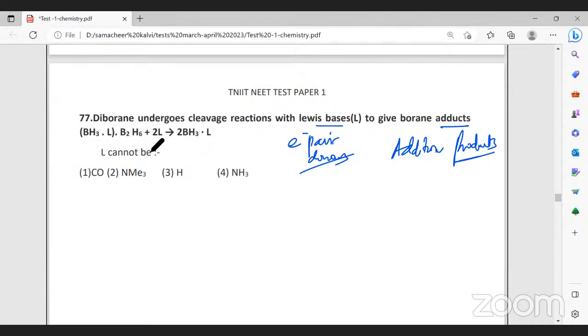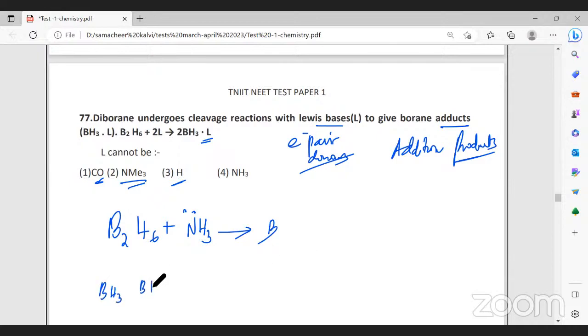Diborane has the formula B2H6. Now, if we take the Lewis base, hydrogen is not a base. Trimethylamine is a base. Carbon monoxide is not a base. But if we take ammonia, which is a Lewis base, an electron pair donor, it will react. We can represent diborane as BH3 and BH3. Borane has the formula BH3 and it exists as a dimer, therefore it is called diborane.